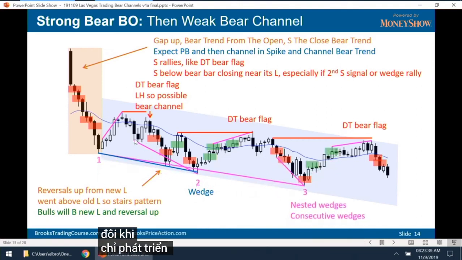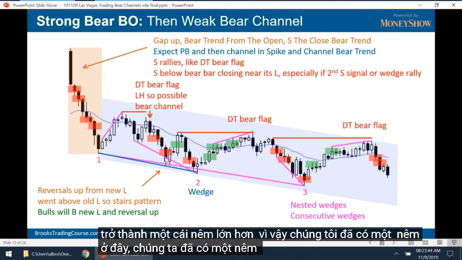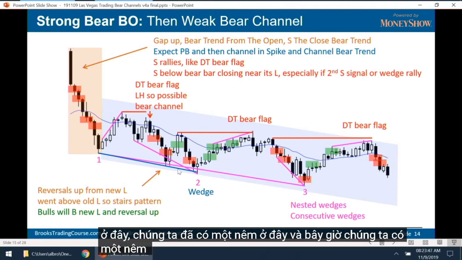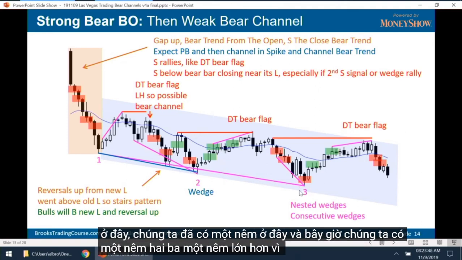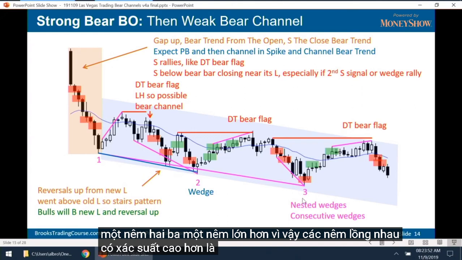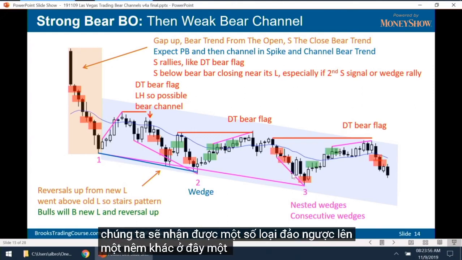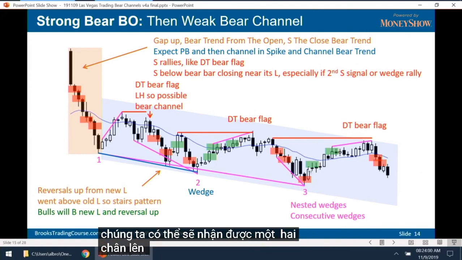Sometimes wedges grow and become bigger, and this became a bigger wedge. So we had a wedge here, we had a wedge here, and now we have 1, 2, 3, a bigger wedge. So nested wedges, that's a higher probability that we'll get some kind of a reversal up. Another wedge here, 1, 2, pause, 3. So we're probably going to get a couple legs up, reasonable to buy. So even though it's a bear channel, traders can buy as well as sell.